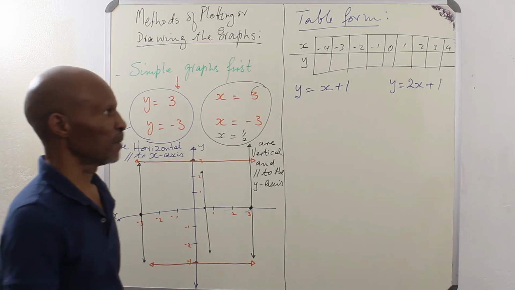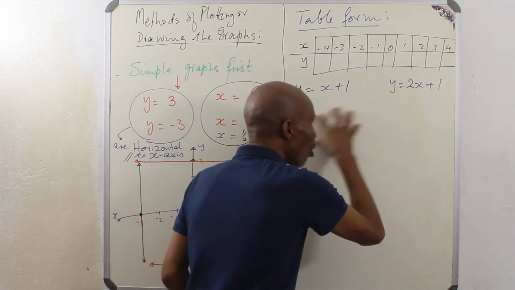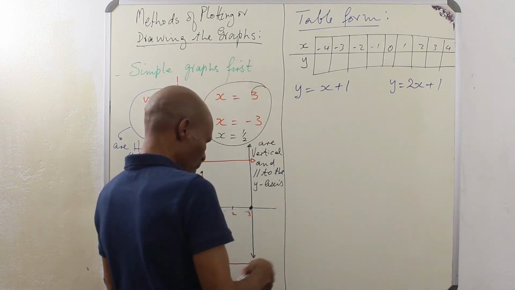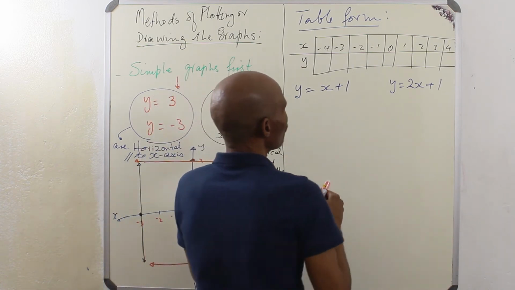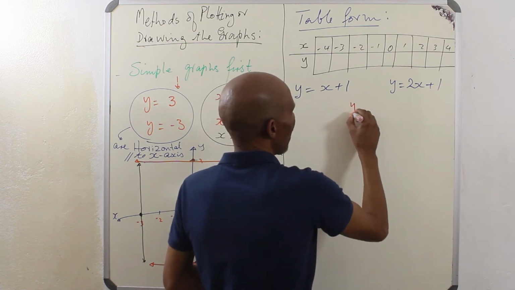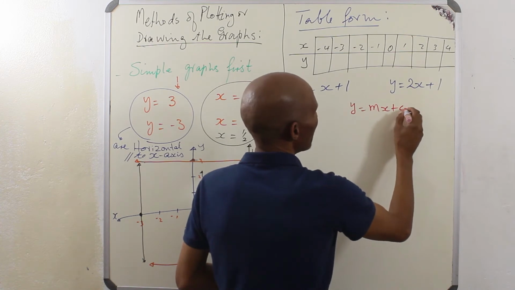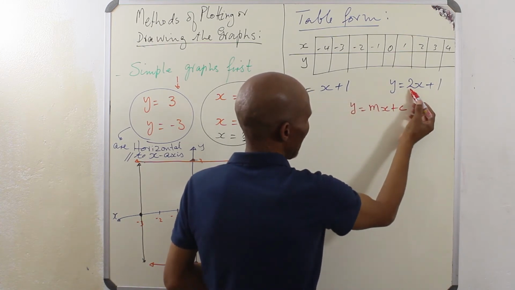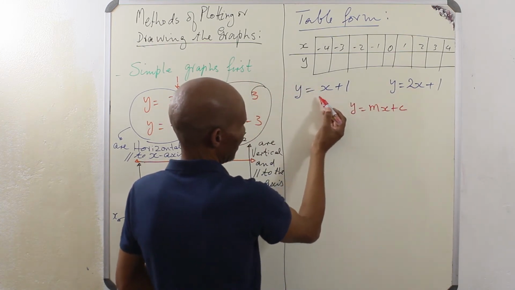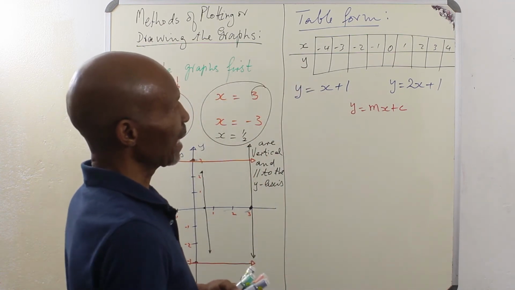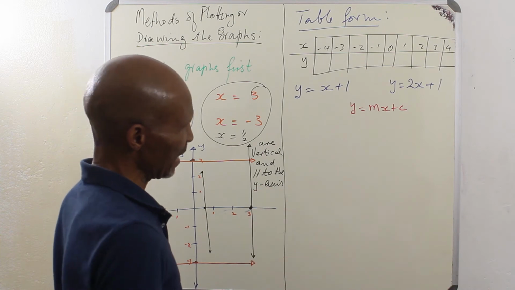Let x be... We call this the standard form. Why is it in standard form? Because it is in the form y = mx + c, where our c is 1 and our m is 2 and 1.